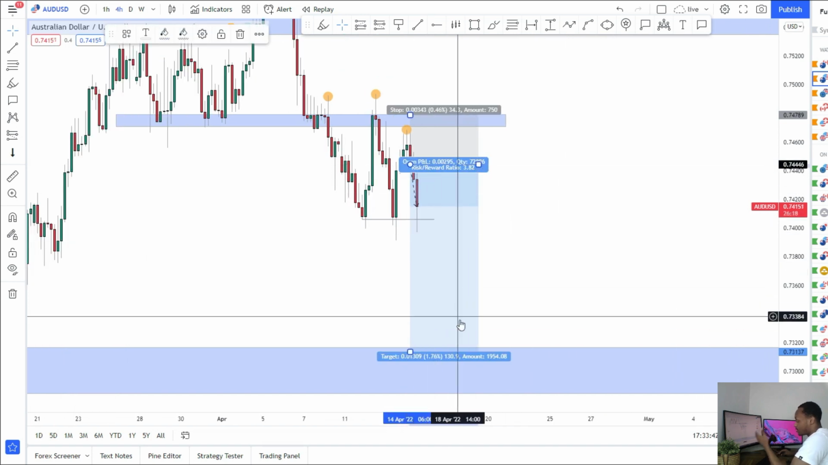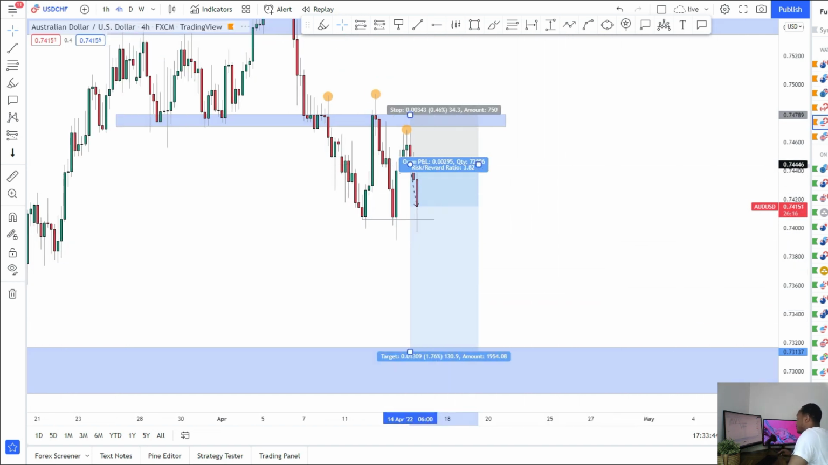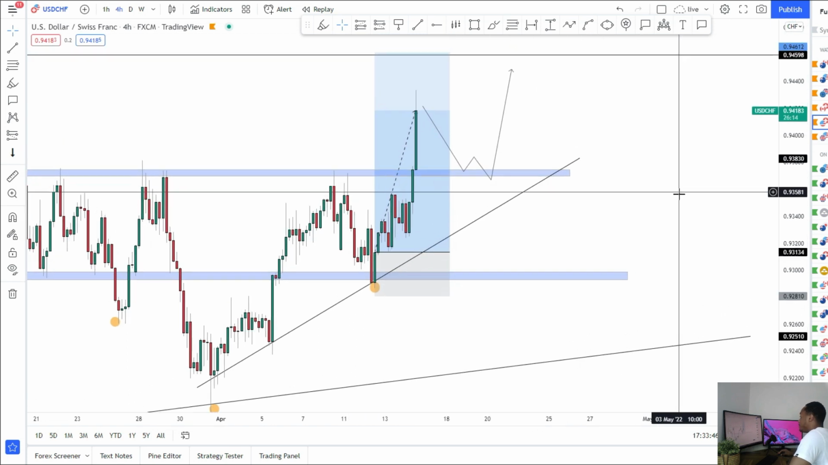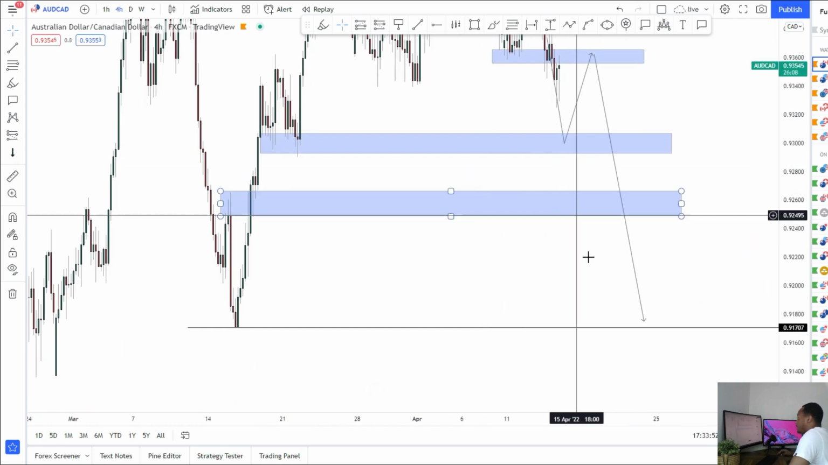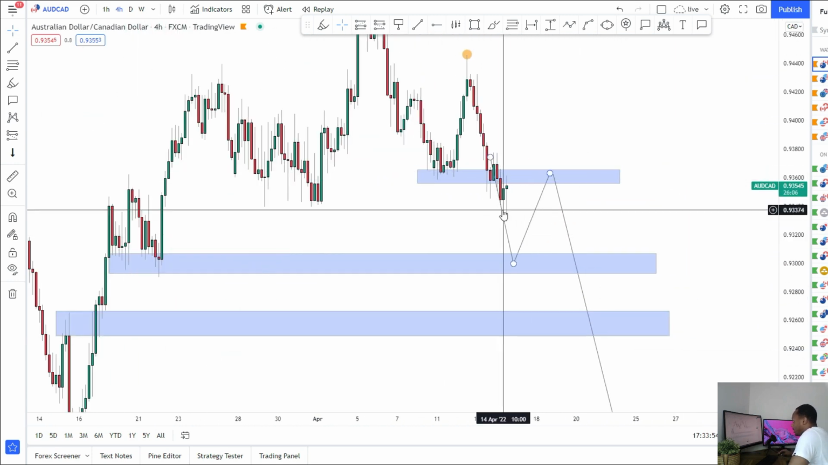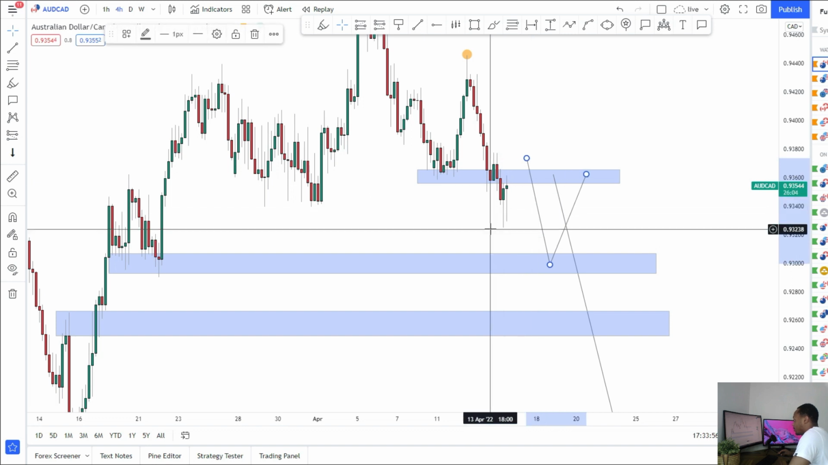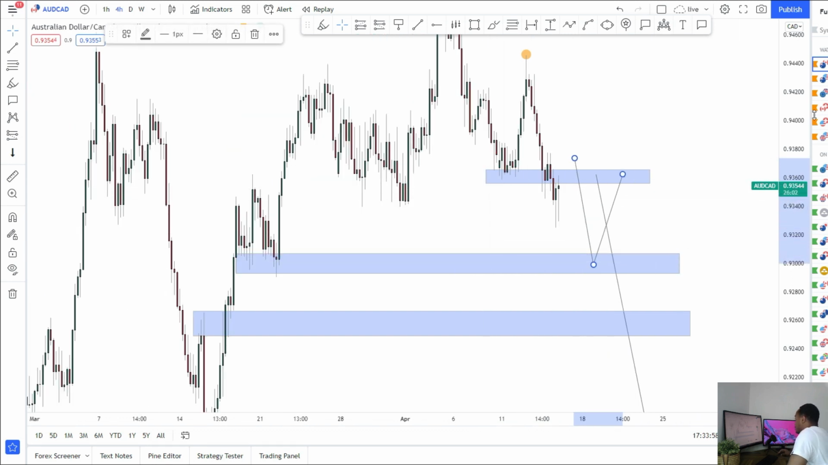AUSD for hits by target, still got a long way to go. And same with USDC CHF, still got a long way to go. There were some other pairs I was looking at, which I previously mentioned. AUCAD, still looking at a big move to the downside for this one. Not quite ready yet. Price action, not the biggest fan of, but we'll be waiting for some sales.